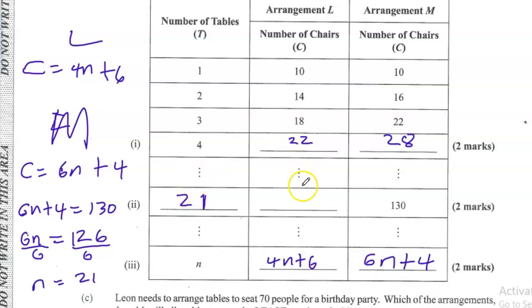And then to get this middle value, remember how we get these middle values again? You multiply this first column by 4 and add 6. So 4 times 21, that's 84. 84 and 6, that's 90. Alright, so this should provide us with the missing values.